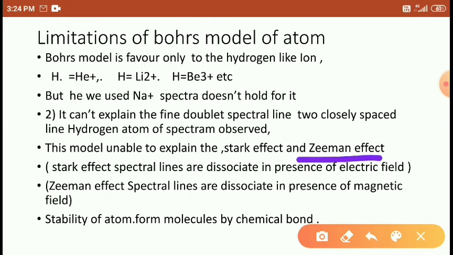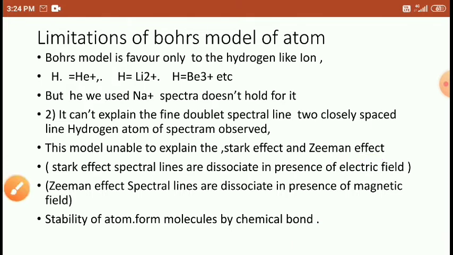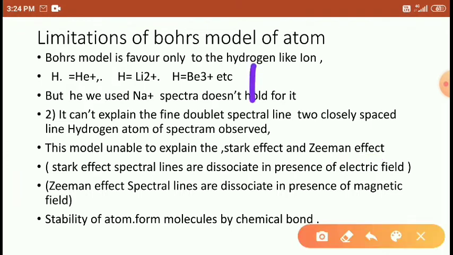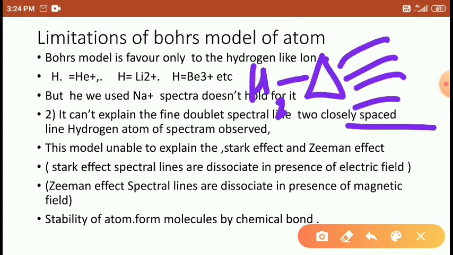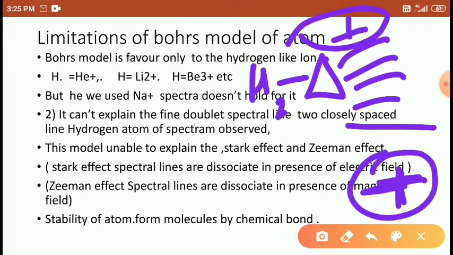effect. And one more thing, when hydrogen light is passed through the prism emitting colored light, if we apply an electric field, positive and negative, in that case he could not explain why the colored lights are deflected in the presence of an electric field. That is what we call the Stark effect.